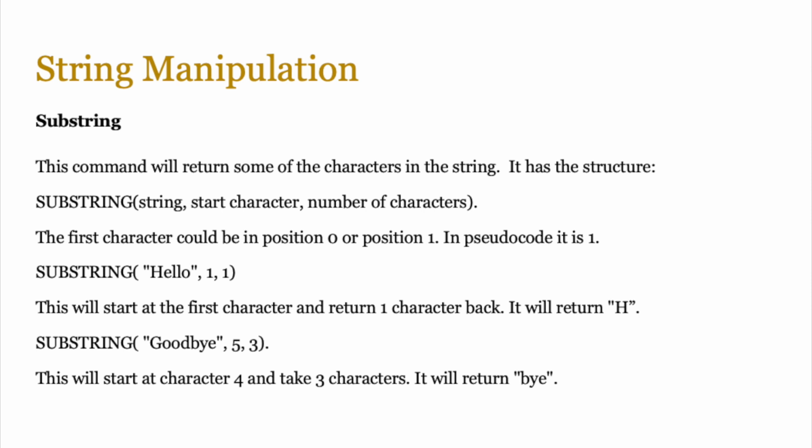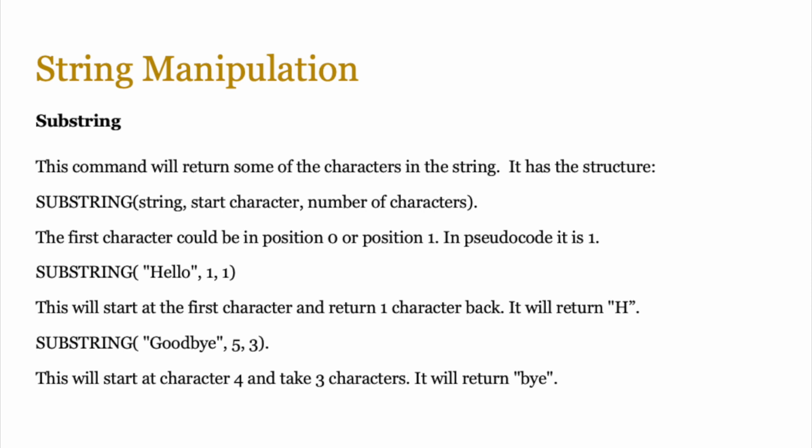So if we use substring hello, comma 1, comma 1, that means start with the first character of hello and return 1 character back. So this is going to give us H. If we use substring goodbye, 5, comma 3, it will start with the 5th character, which is B, and then it will return 3 back from it. So BYE will be returned back.